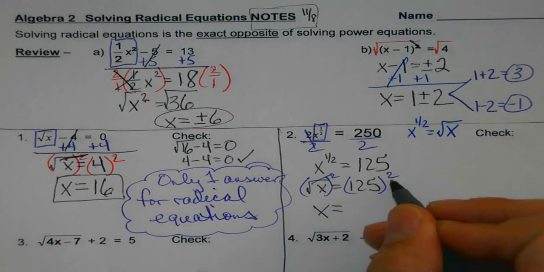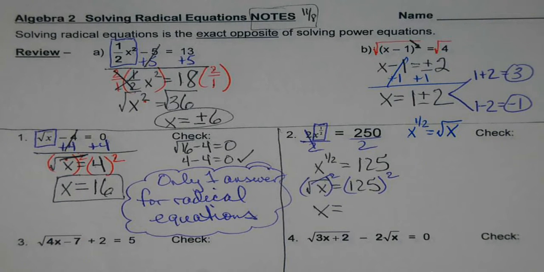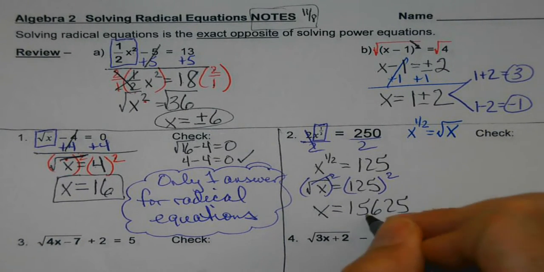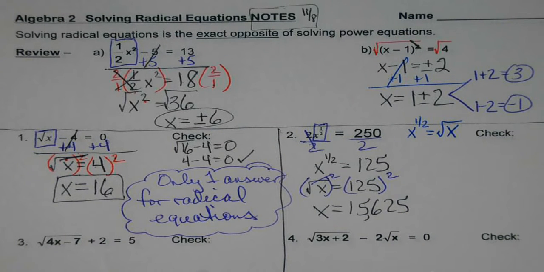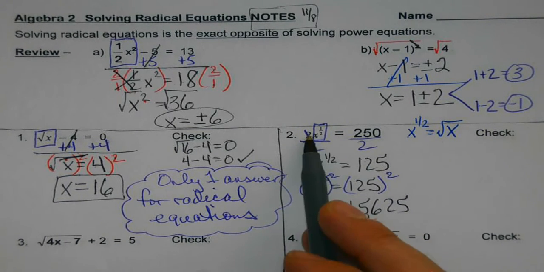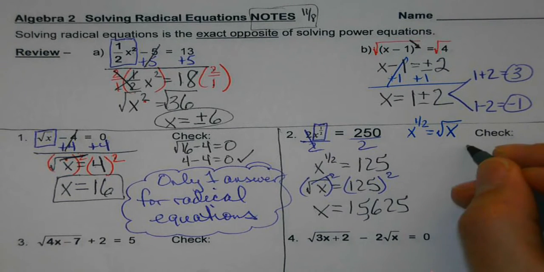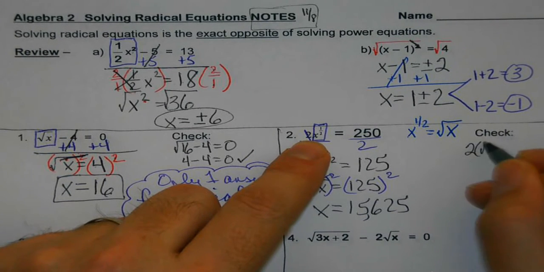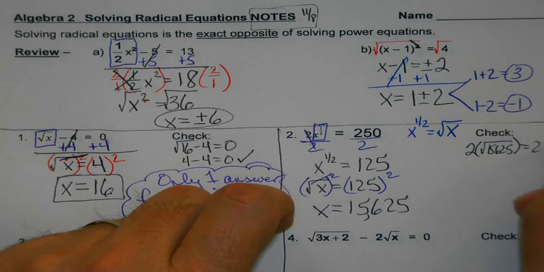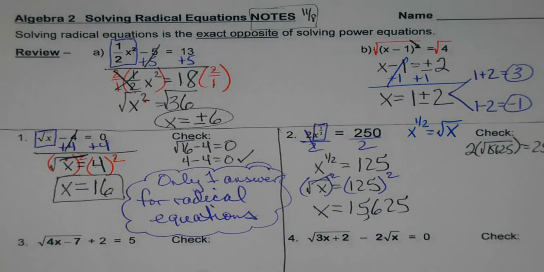Again, 125 squared is not 125 times 2. It's 125 times 125. Oofda. That's a big number. And again, before you circle it, even though most of the time your answers are going to be fine, even if I wanted to go to this step, I really could. Okay, but I'll come back up here. I'll be a good boy. So I'd have 2 times the square root of 15,625 equals 250. And I can plug that into my calculator.